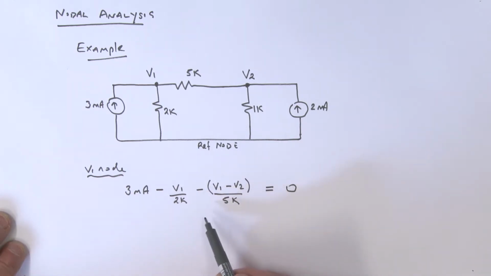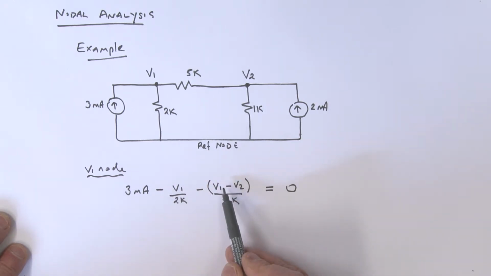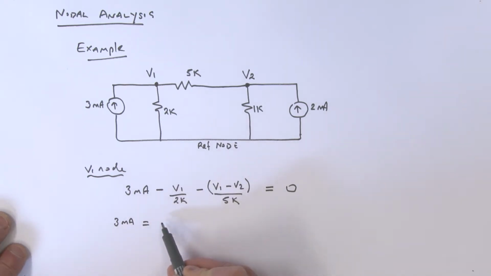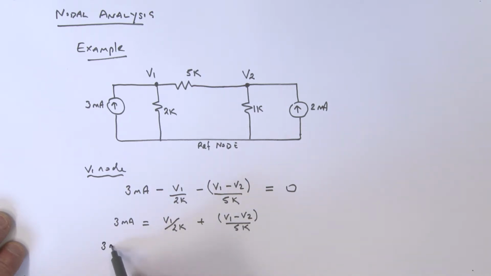Now I could simplify this a little bit. Why don't we just do this right now? I could take these two terms over to the other side. That gives me 3 milliamps being equal to V1 divided by 2K plus V1 minus V2, divided by my 5K. I could go just a little bit further with this and collect our terms. So I've got 3 milliamps is equal to, taking this up to the top over here, what would that be?